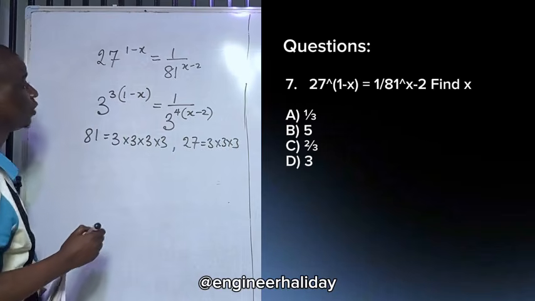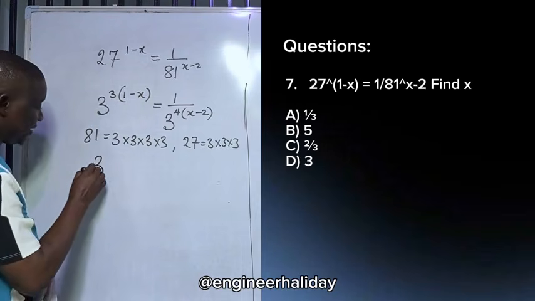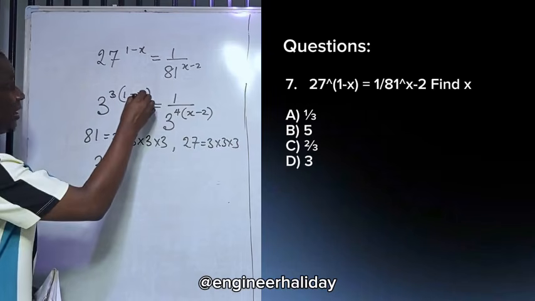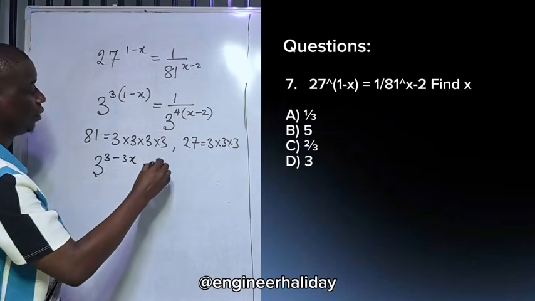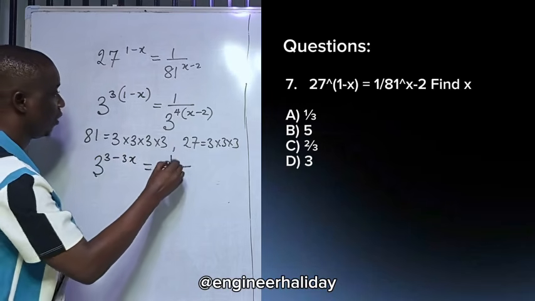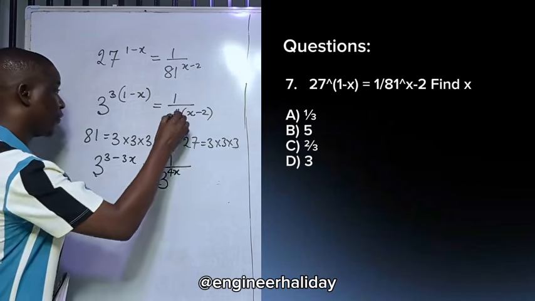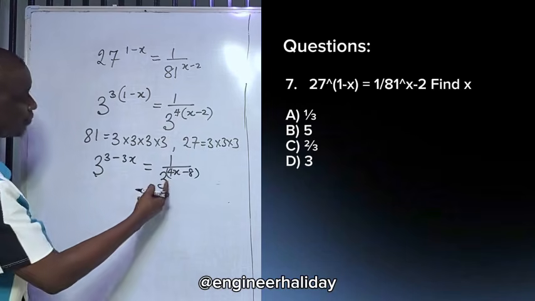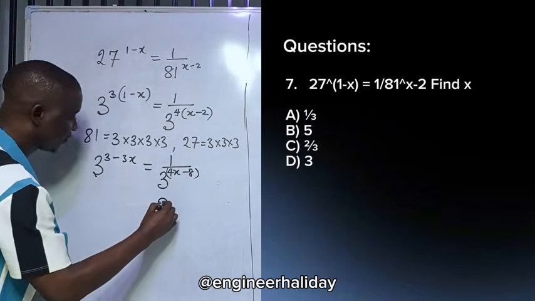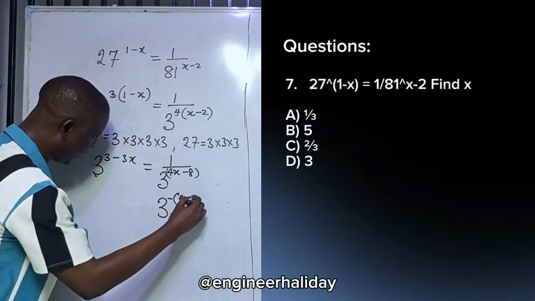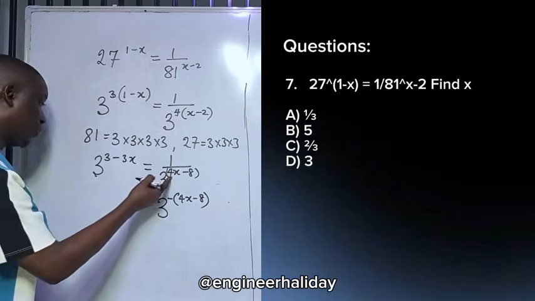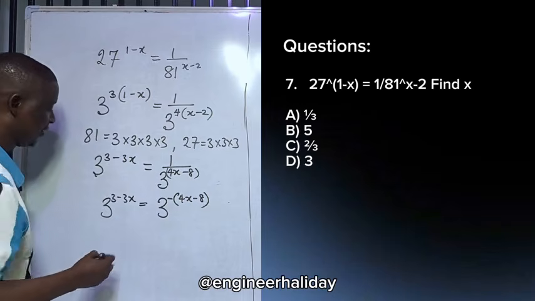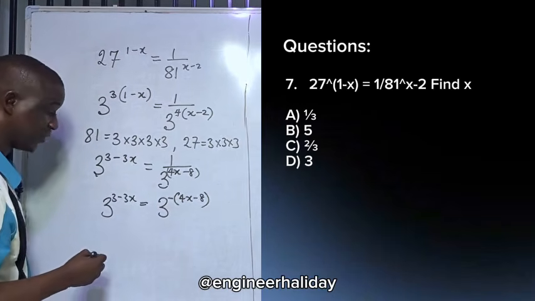So what I want to do now is let us break it down. This one will be 3 raised by 1 times 3, which is 3, times x is 3x, equal to 1 over 3 raised by 4 times x is 4x, 4 times minus 2 is minus 8. Put bracket here. Now we can take this one up. It becomes 3 raised by minus 4x minus 8. That means introducing minus when you move it to the numerator. So 3 raised by 3 minus 3x.